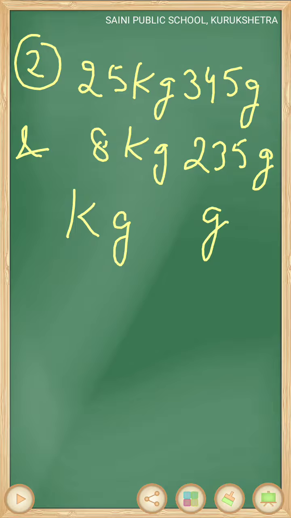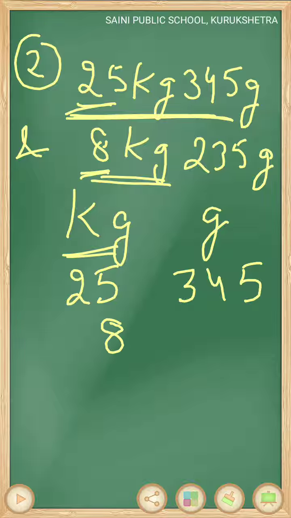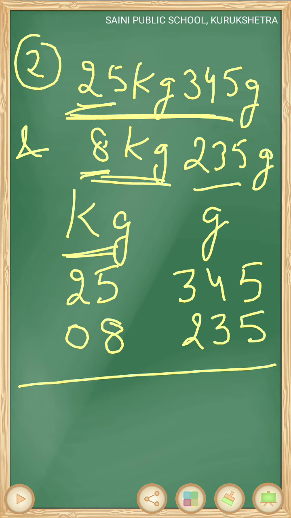For this we will compare the kilogram place. Here kilogram is 25 and here is 8. So 25 is greater than 8. So first of all we will write this number. This number is bigger. So 25 kilogram and 345 gram. So write 345 below gram. Now we will write the second number in the same way. Now this is a 1-digit number. We will start writing from the right side. 8, and here is no digit. So we will write here 0. Okay. Now 235 gram. So here 235. Now put a sign of minus here.